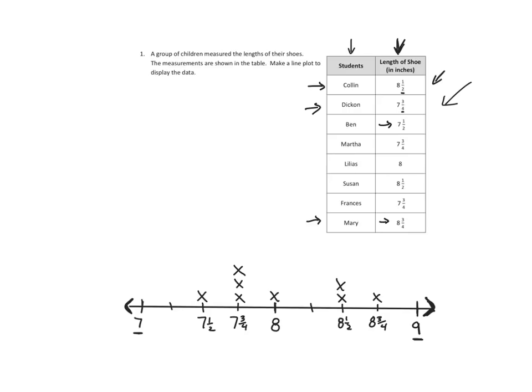And what we can do now, now that we have all this data that we had in this chart plotted on this number line, is answer all sorts of different questions about it. So if they asked what's the most common length of shoe, we can clearly see that since this point right here has 3 different people who have 7 3/4, 7 3/4 is the most common. If we want to know what is the smallest length of shoe, we can see that 7 1/2 inches is the smallest. If we want to see what is the largest or longest length of shoe, we can clearly see that 8 3/4 is the largest. So we can answer all sorts of questions once we've plotted all this data on the line plot.